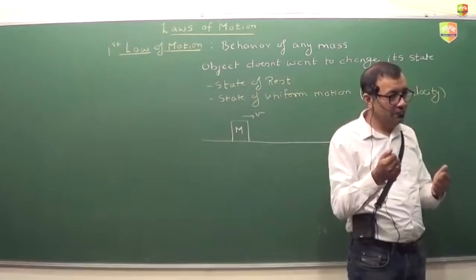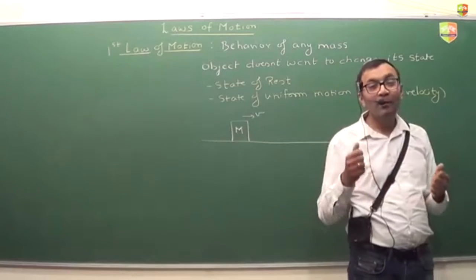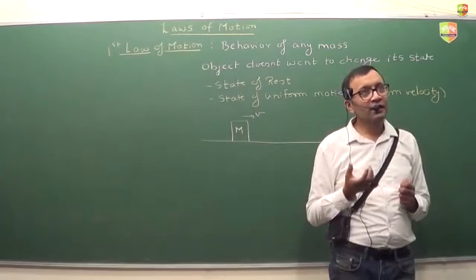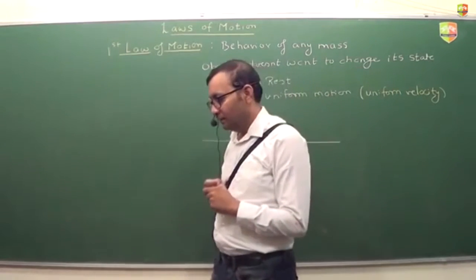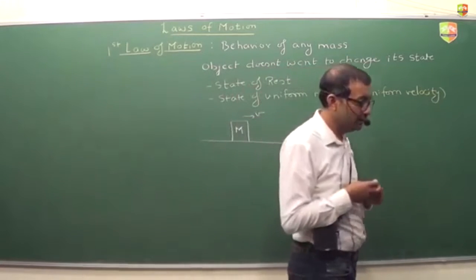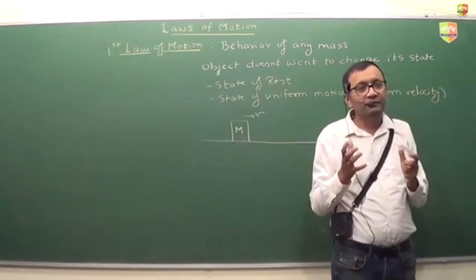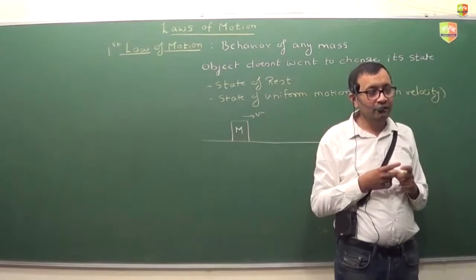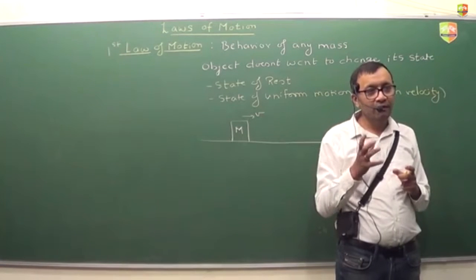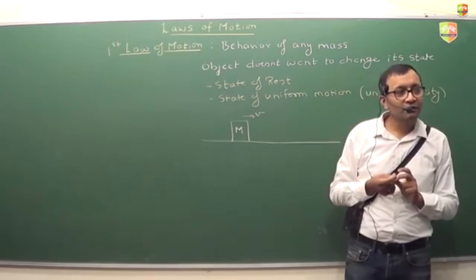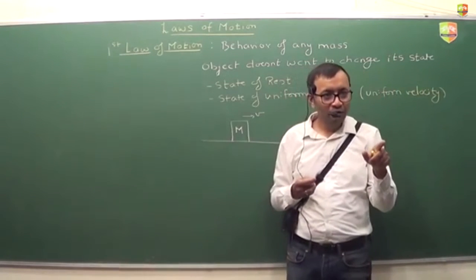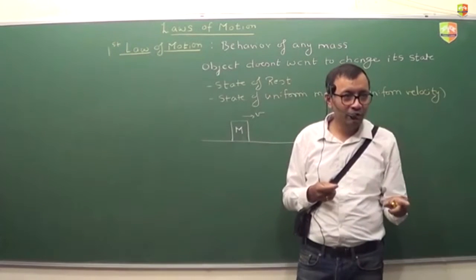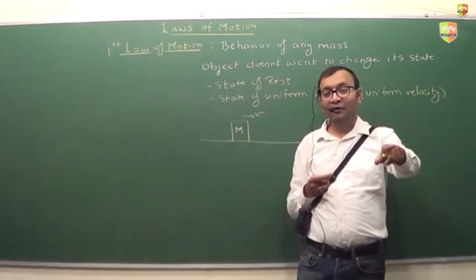When you shake a branch of a tree, the fruits which are heavy or which are ripe, they fall down, right? But the fruits which are not ripe, they will not fall down. Why? They want to stay in their current position. They want to stay there, but the lighter one also wants to stay there. Yes or no? Yes. But the heavier one wants to stay more. That's correct.